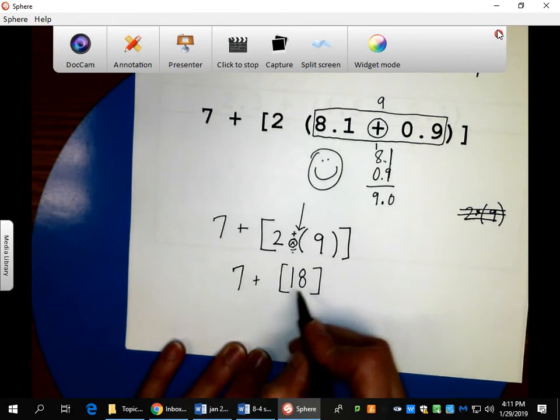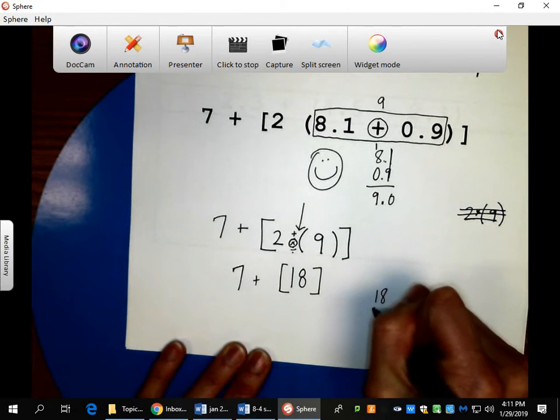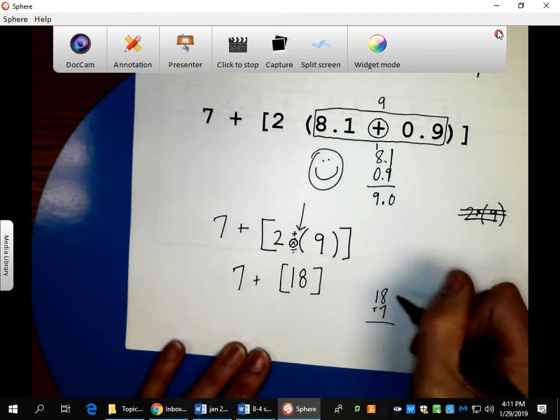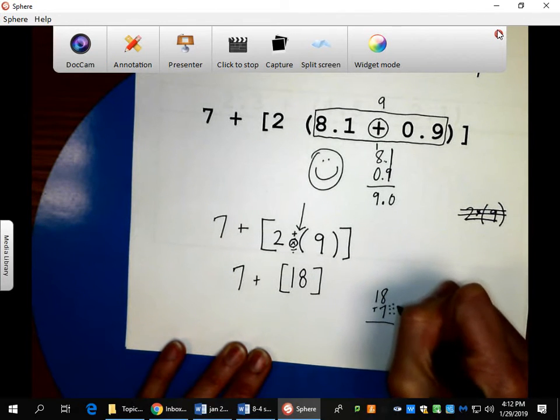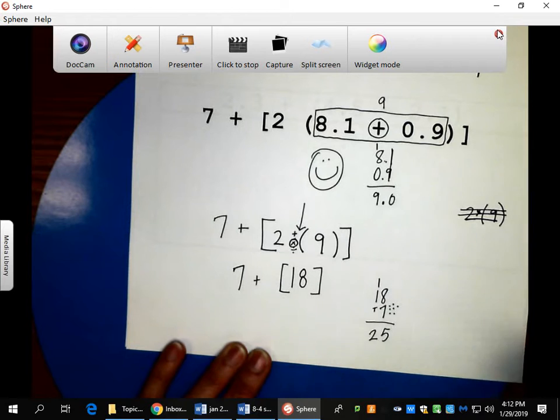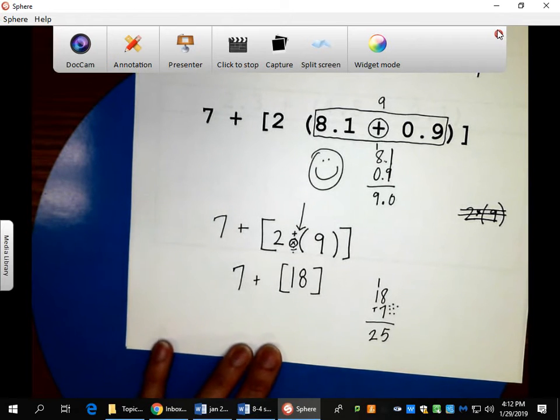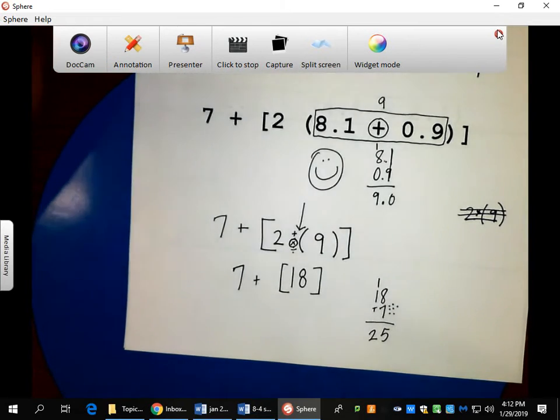I have addition, 18 plus 7. Some of you are going to choose to do it mentally. 8, 9, 10, 11, 12, 13, 14, 15. And I get 25. So my solution to this is 25.